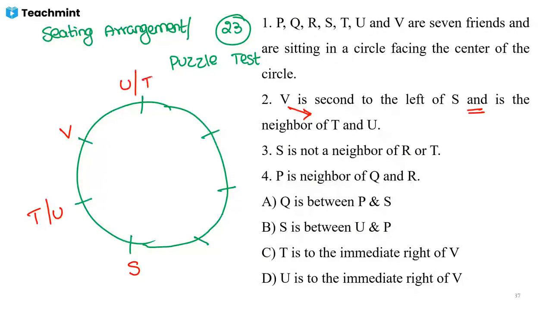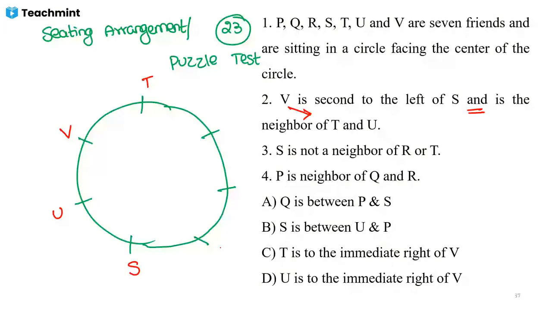Right now, we may get the next one. S is not neighbor of R or T. S is not neighbor of T, so T is removed here. T fixed here. S is not neighbor of R also. R cannot come here.